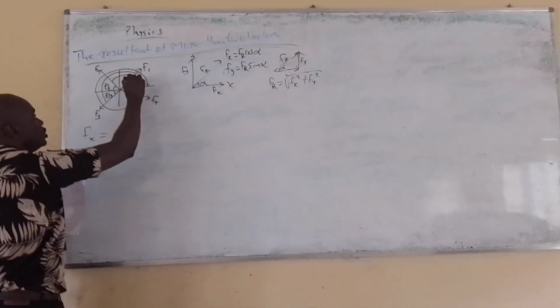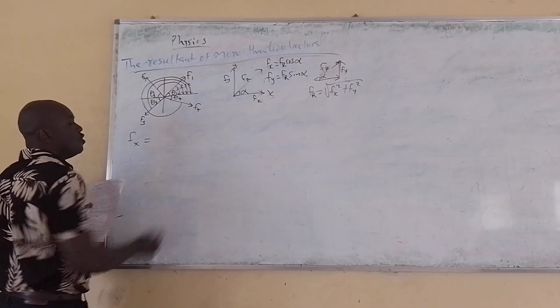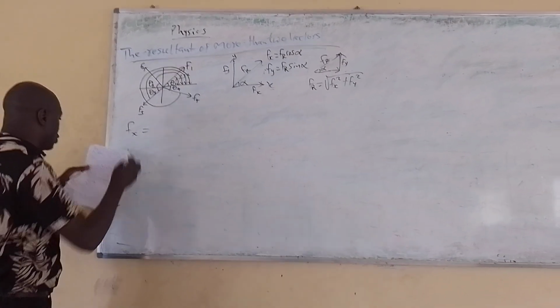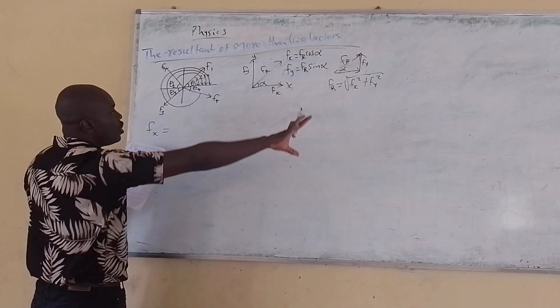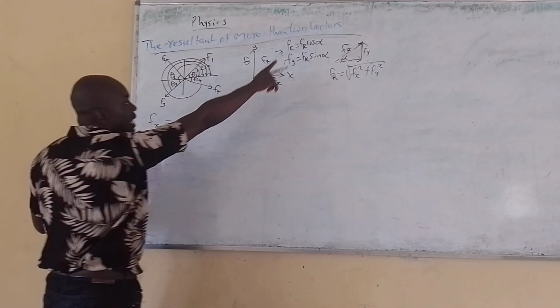Okay? So you can call this one your 1, your 2, your 3, your 4. So now let's see how it goes. The first one, I'm going to resolve all this way. Because we are resolving horizontal like we have here.